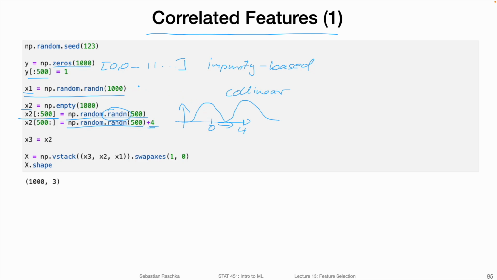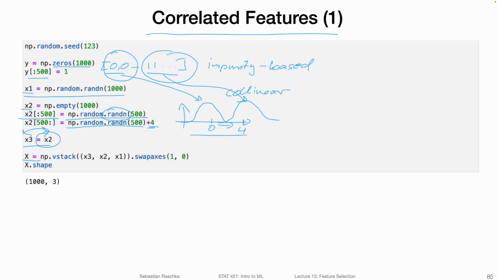Why am I doing that? So that the first 500 labels of 0 correspond to the first peak, and the ones correspond to the second peak, so that the classifier can actually learn something, so that it is possible from this data set to distinguish between the labels 0 and 1. In addition, I'm also creating another feature, x3, where x3 is essentially just a copy of x2. So these should be perfectly correlated, right?